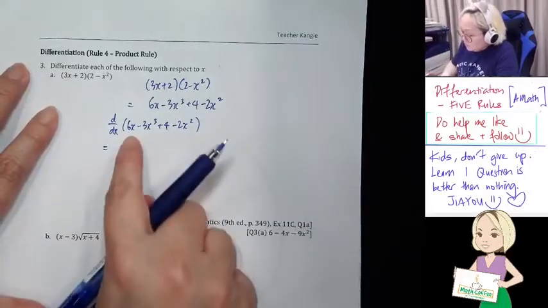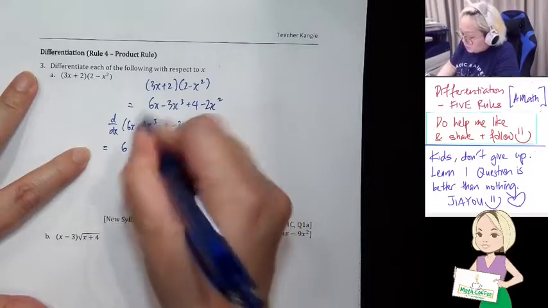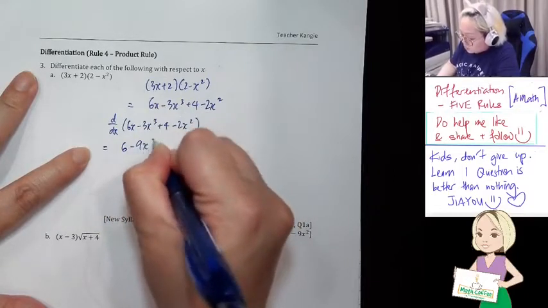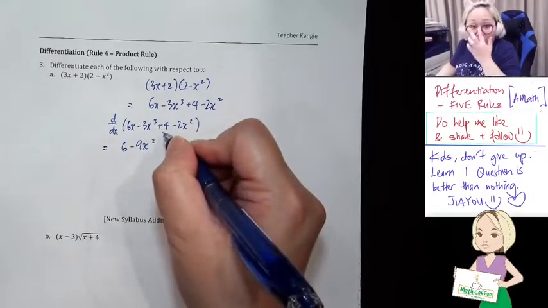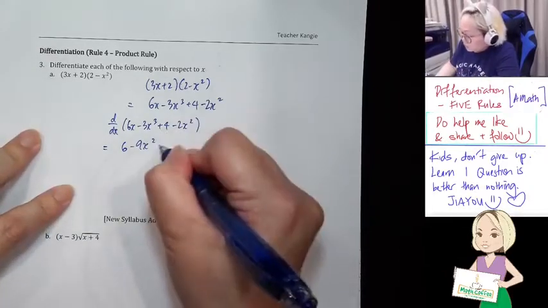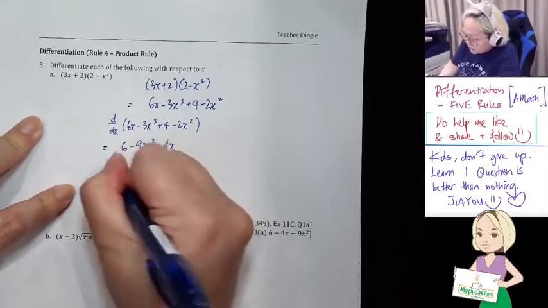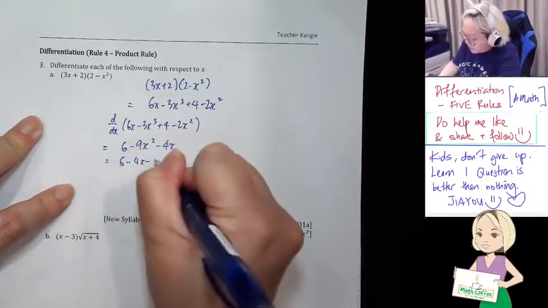So let's differentiate. Differentiate 6x is just 6. This one bring down, so it's just minus 9x squared. Differentiate 4, it's just nothing. This one bring down, so it's just minus 4x. Then they just rearranged. Actually it's the same. They just put it as 6 minus 4x minus 9x squared.